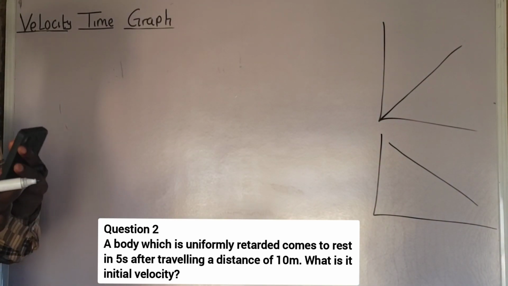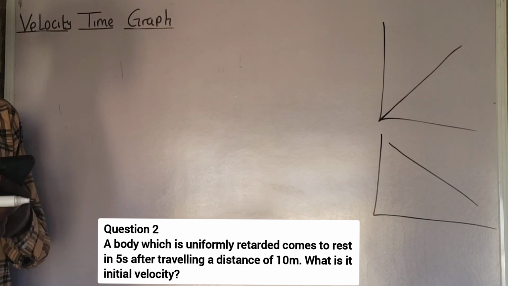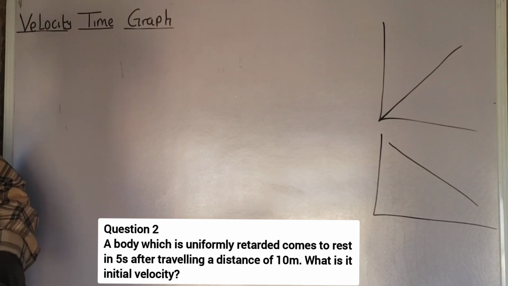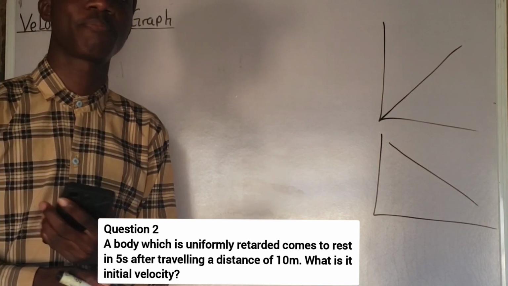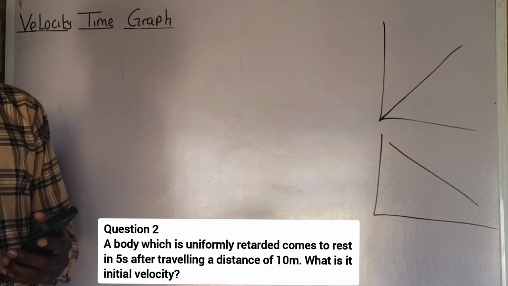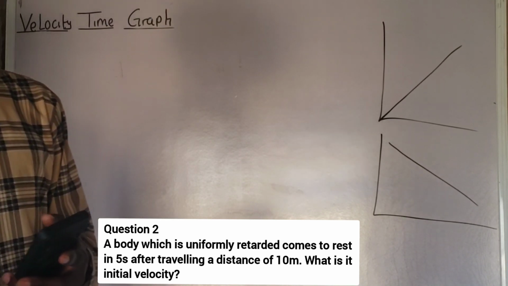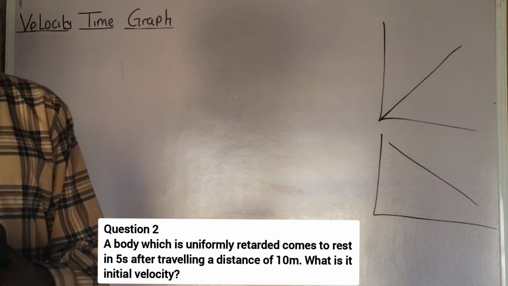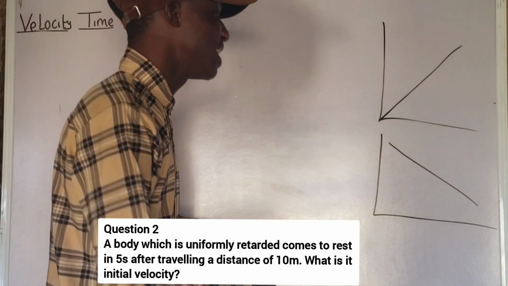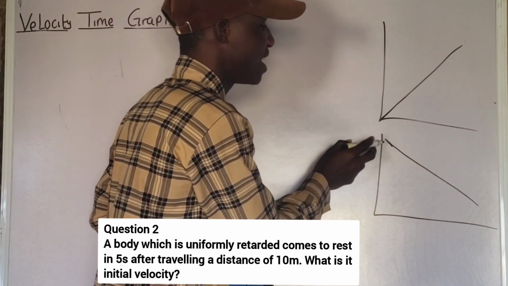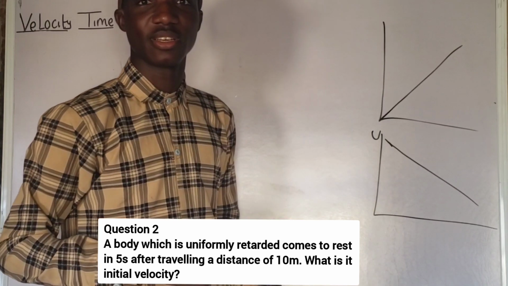Okay, that is the body retarded, it's coming to rest. It has a significant initial velocity before. For example, you can have a car moving with a velocity of 10 meters per second. Then the body comes to rest, and coming to rest means it retards. The velocity begins to decrease slowly till the body comes to rest. So the velocity at the peak here is the initial velocity. You understand? Are you paying attention?